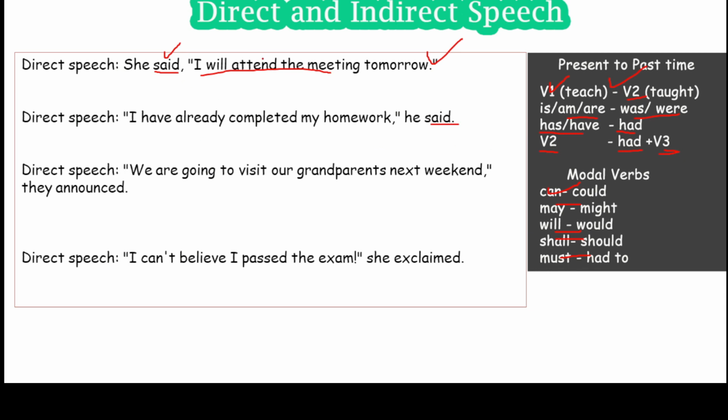She said, I will attend the meeting tomorrow. It is direct speech. In indirect, she said, we haven't changed to told because we have only one form, that is said.